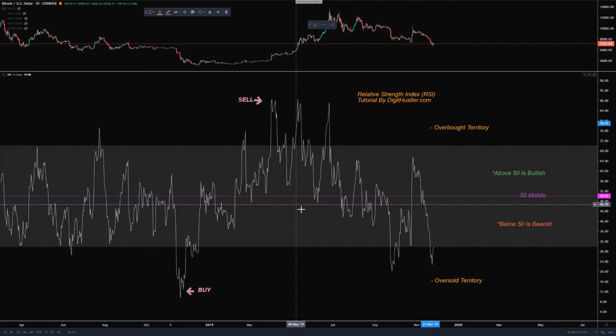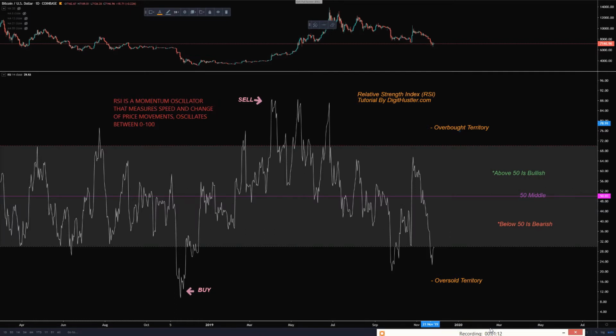Okay, so let's go over what exactly is the Relative Strength Index and how it is measured. The RSI is a momentum oscillator. It measures the speed and change of price movements, and it oscillates between 0 and 100. If you look on the right side of the indicator, you'll see the measurements from 0 to 100. In the middle of this band is 50. 50 is the exact middle.